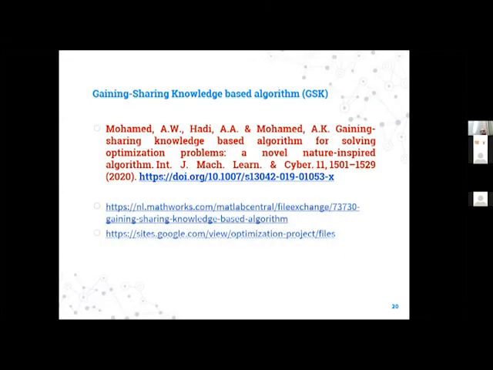Actually, this is our novel algorithm, which is called the gaining sharing knowledge based algorithm. It was developed by Muhammad, which is me, Anas Hadi, who was my PhD student, and also Ali Khater, also one of my PhD students. This algorithm has been published in one of the prestigious top tier journals, the International Journal of Machine Learning and Cybernetics, and you can download it from MathWorks or also from my website.